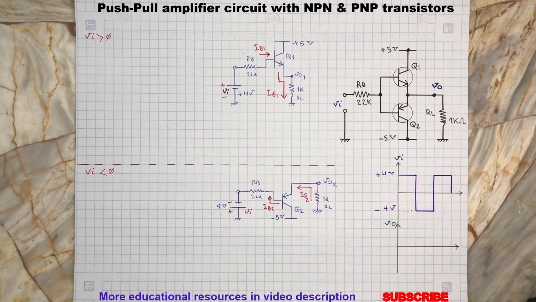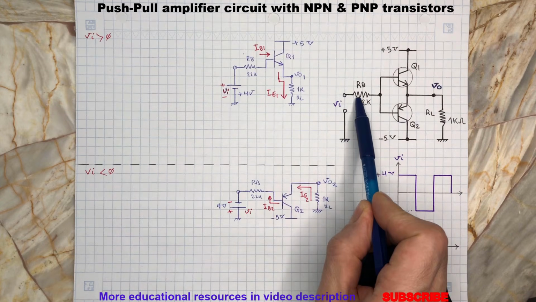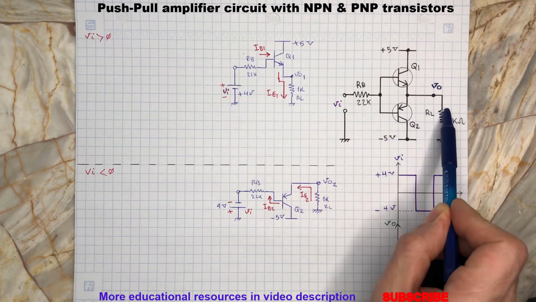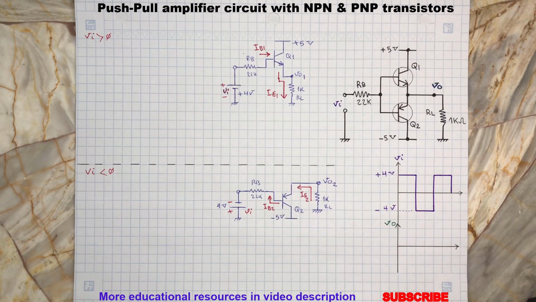This will turn on the transistor Q1 since its base emitter junction gets forward biased and creates a current flowing through resistor RB, base and emitter of Q1, and through the resistor RL. At the same time, the transistor Q2 will remain off because its base emitter junction is reverse biased.